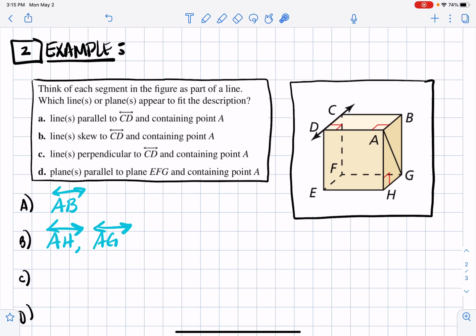So the only one that we can do that looks like maybe AH would be the one that would work for us on that one there. Okay, so we're going to say AH. And notice that we're saying line AH.